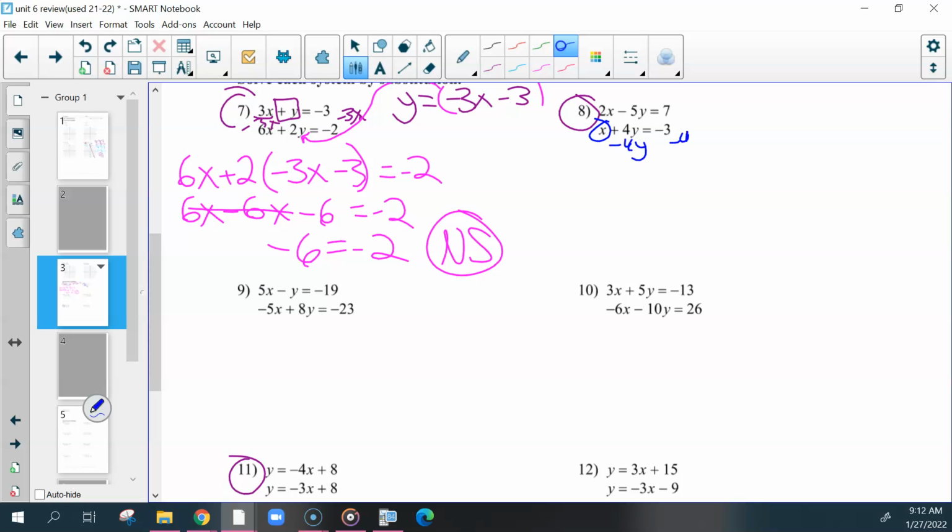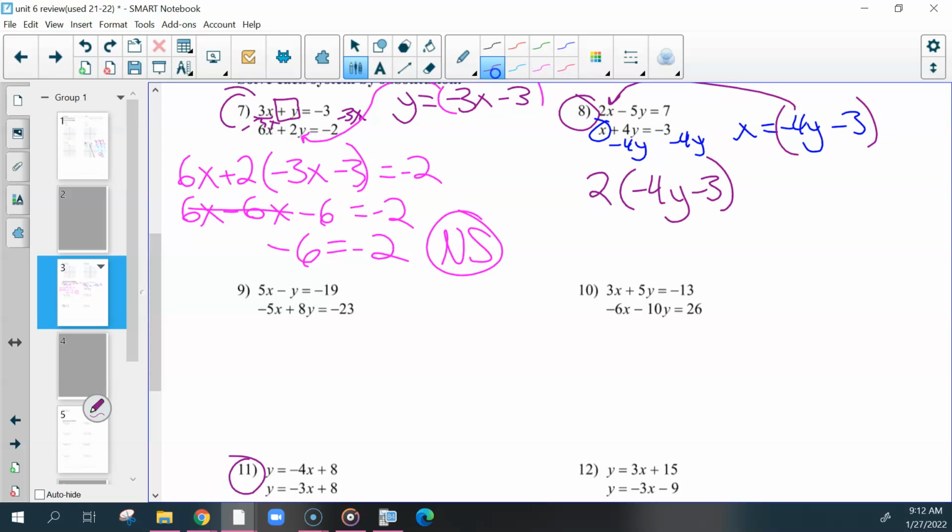So we would subtract 4y on both sides to get x equals negative 4y minus 3. Now that we have x equations, we can take that equation and substitute it back in to the first one where x is. So that would be 2 times negative 4y minus 3 minus 5y equals 7.